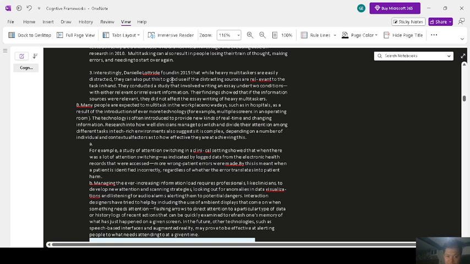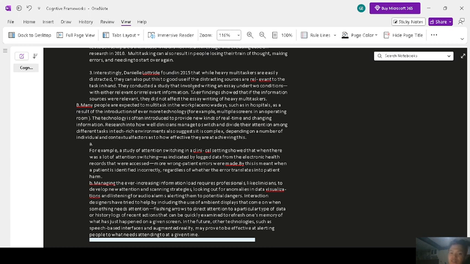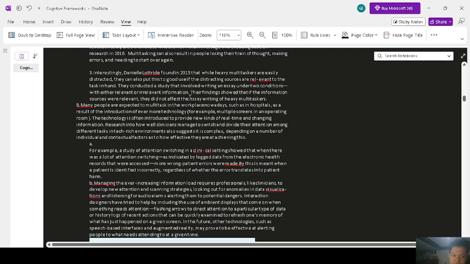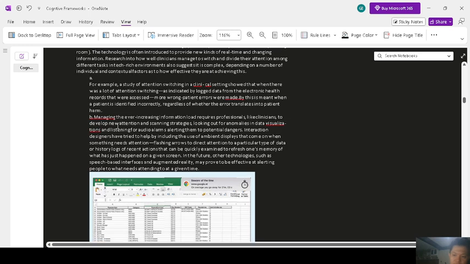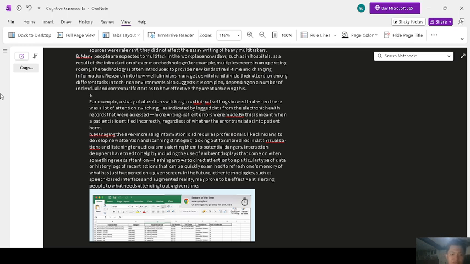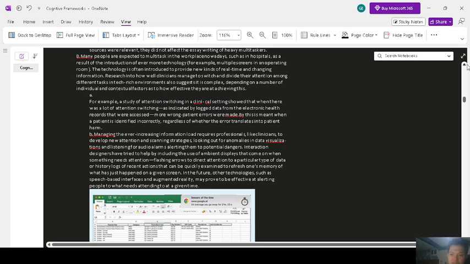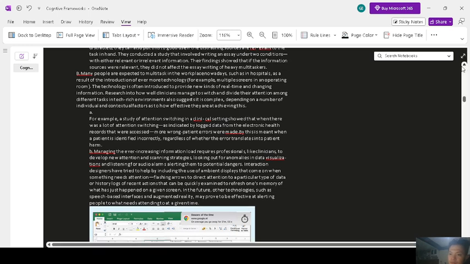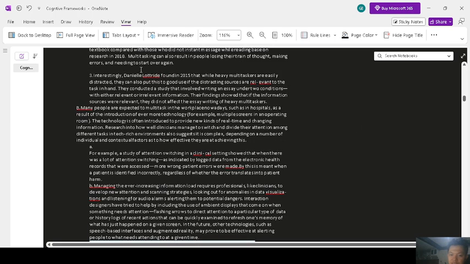So multitasking can also result in people losing their train of thought, making errors and needing to start over again. Interestingly, Daniel Lotribe found in 2015 that while heavy multitaskers are easily distracted, they can also put this to good use if the distracting sources are relevant to the task in hand. They conducted a study that involved writing an essay under two conditions, with either relevant or irrelevant information. Their findings showed, basically the same as what I'm talking about, that related distraction can be beneficial. And notice that's a later piece of research compared to the 2010 one.